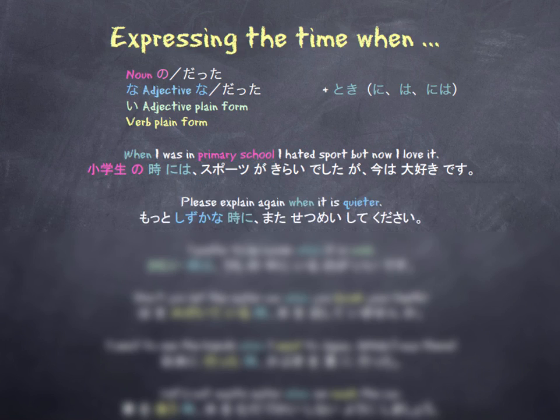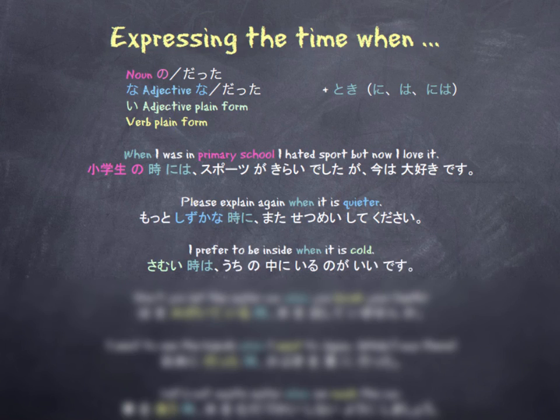In our second example, we're using a na adjective, which is quiet. So please explain again when it's quieter. もっと静かな時にまた説明してください. You can see here that we've attached na to the end of our adjective, and then we've followed with the phrase toki ni, when it's quieter. So we know that the word toki means time, but in this case, when we attach it to one of these expressions here, it becomes more like the English word for when.